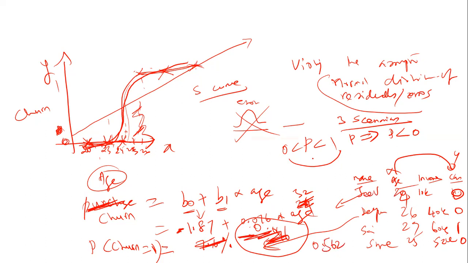So 0.562 is falling between 0 and 1? Yes. So in this case, the probability is falling between 0 and 1. This is correct. In this case, it is fine.